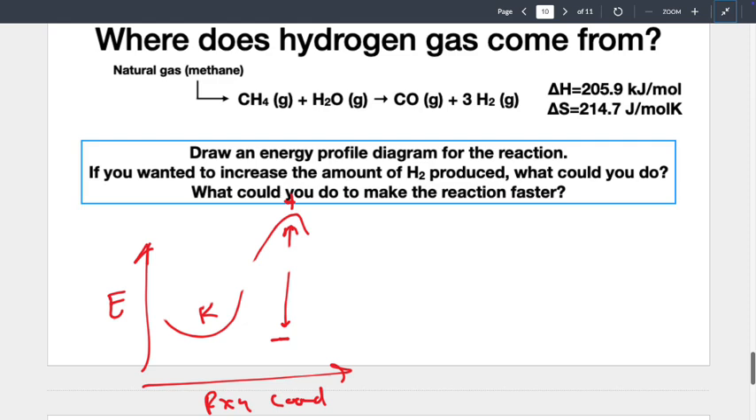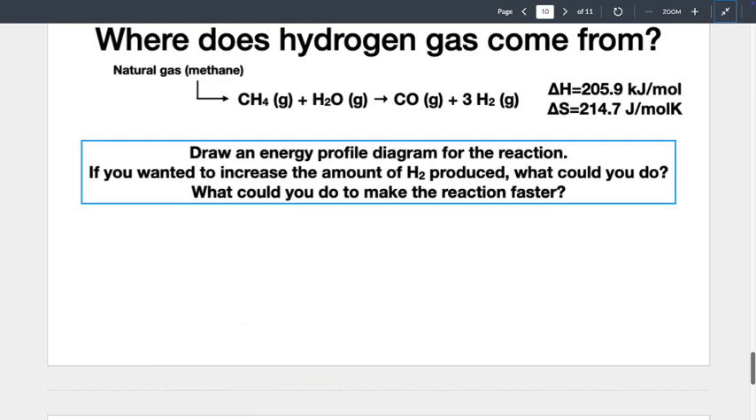I think it's gross, so I'm going to redraw it. What do we know about our products? But they're not favored. That they're not favored. What does that mean? Lower than the reactant. If they're lower than the reactant energy, they're actually favored. Lower energy is more stable. So if our products are not favored, our products have to be higher in energy than our reactants.